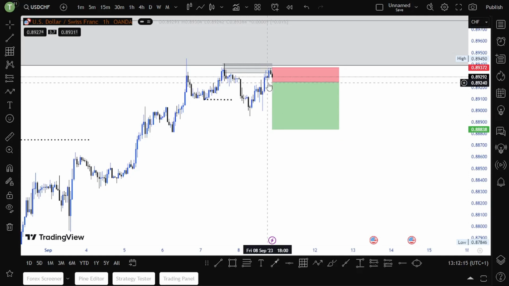So if price breaks this bearish candle, which is here, it's looking like a pin bar. Once we break that one on the downside, I would sell, guys. So that is my view on USD CHF.